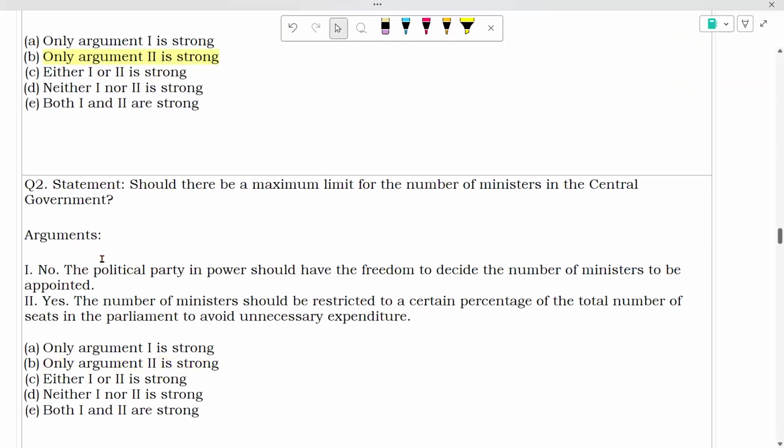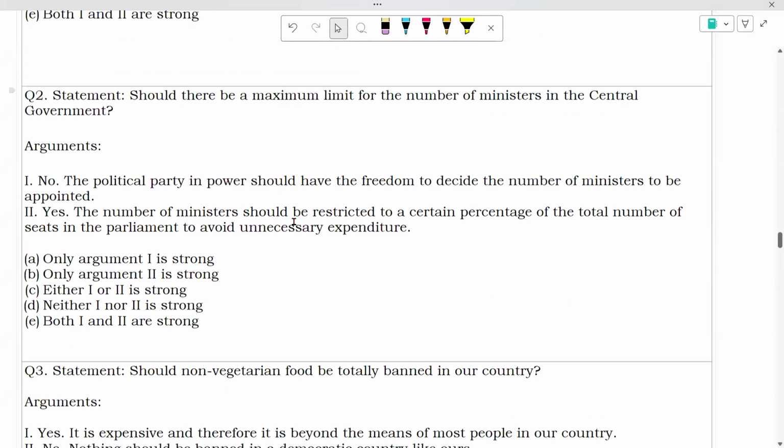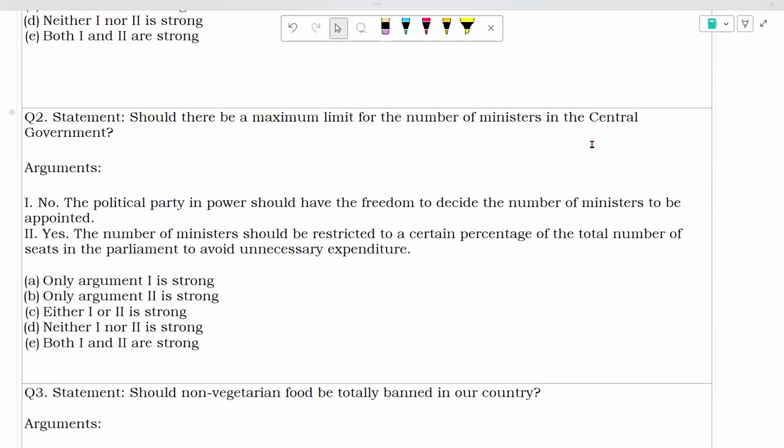Now come to the second one. It says, should there be a maximum limit for the number of ministers in the central government? One of the students says, no, there should not be a maximum limit for the number of ministers. Why? The political party in power should have the freedom to decide the number of ministers to be appointed. Now the second one says, yes, there should be a cap. The number of ministers should be restricted to a certain percentage of the total number of seats in the parliament to avoid unnecessary expenditure. Tell me which one is weak and which one is strong.